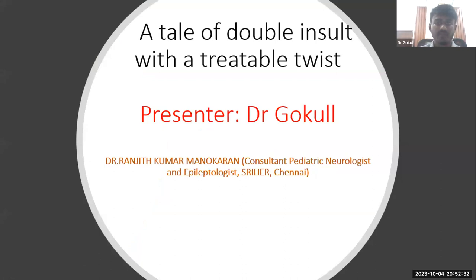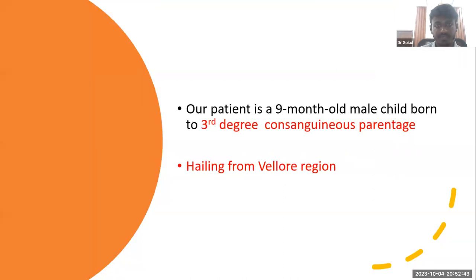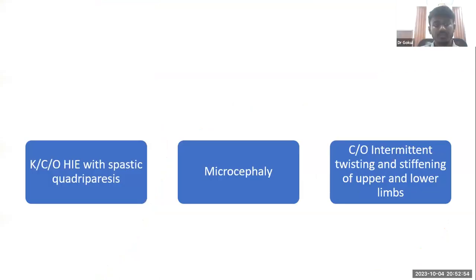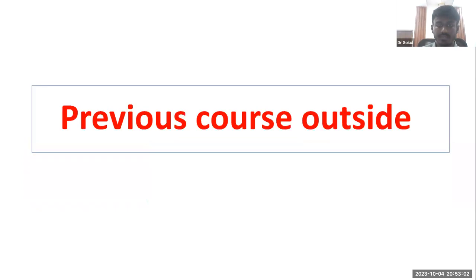This is a tale of a double insult with a treatable twist. Myself, I am Dr. Gokul, a second-year pediatric PG. My moderator, Dr. Ranjit Kumar, sir, epileptologist and pediatric neurologist. This is a case of a nine-month-old born to third-degree consanguineous parents, hailing from Vellore region in Tamil Nadu. The child came with complaints of a known case of HIE with spastic quadriparesis and microcephaly, with complaints of intermittent twisting of upper and lower limbs.